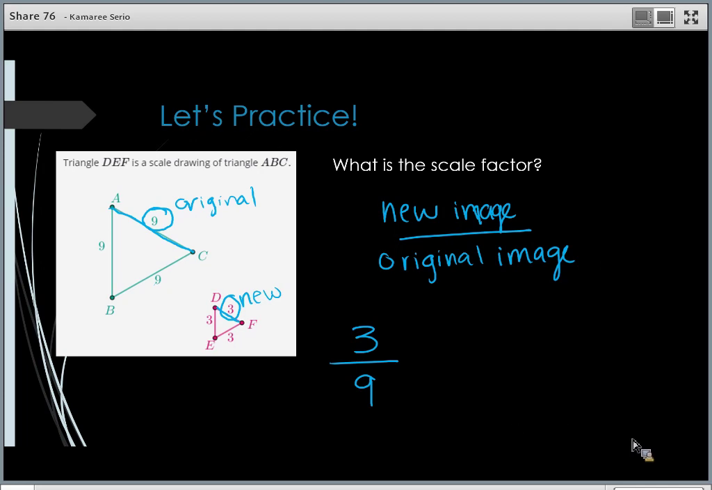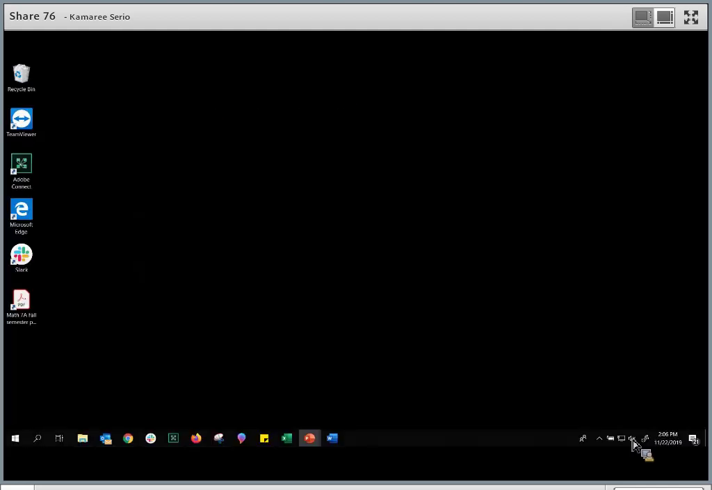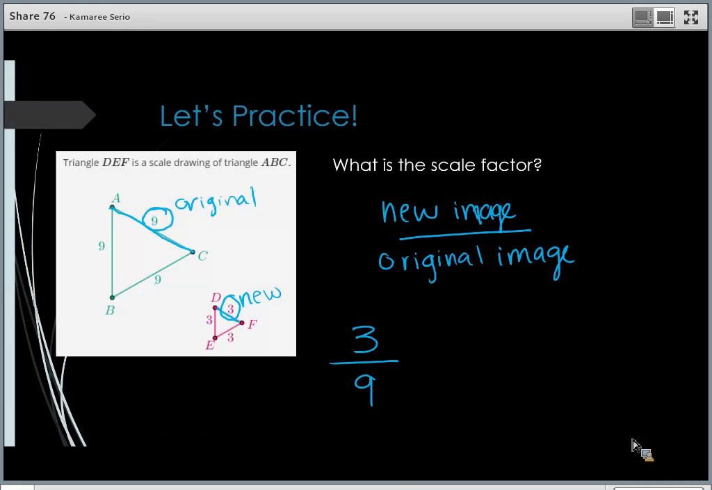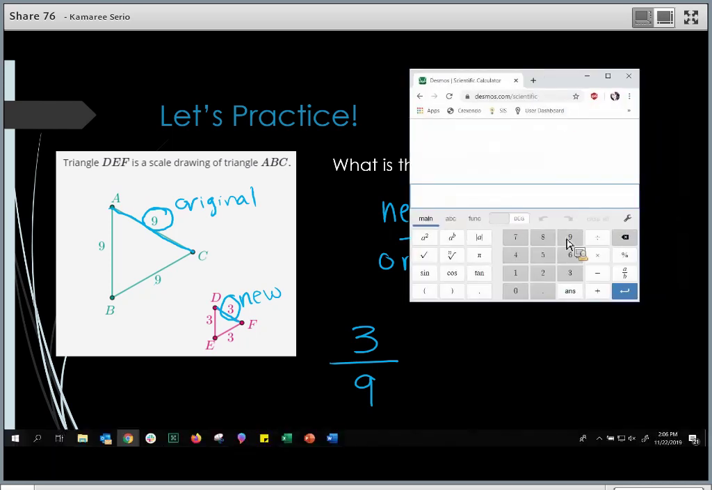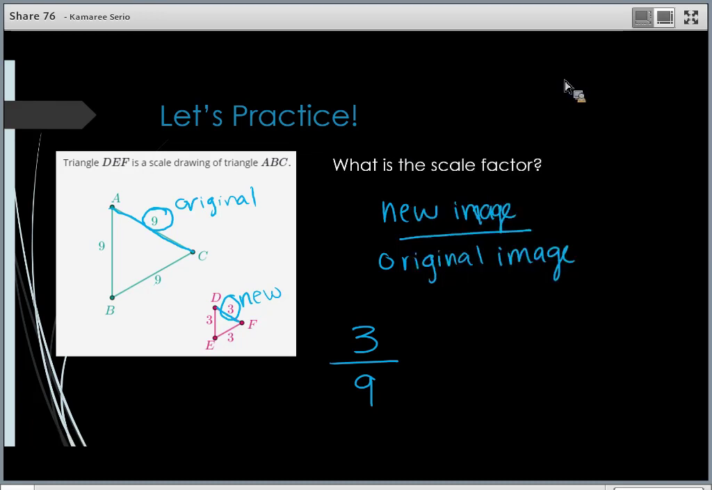So remember that if you struggle with simplifying fractions, that's okay. You can pull open that Desmos calculator that I use all the time, and I'm pulling it up right now so I can show you. If you just type in your fraction, it'll help you simplify it. So my fraction's 3 over 9, right? And if I hit this over here, it will simplify it for me to 1 over 3. So if you're struggling with fractions, pull open this Desmos calculator and use that. So that means that my scale factor here is 1/3.